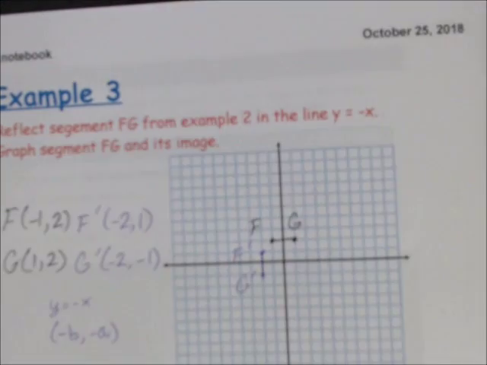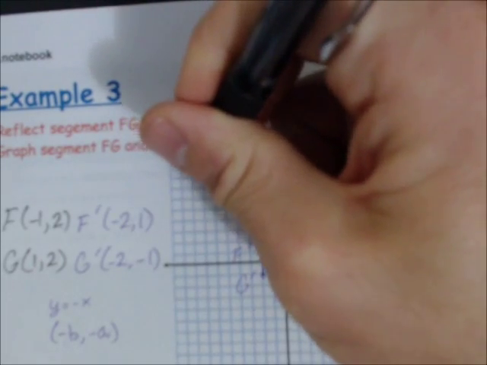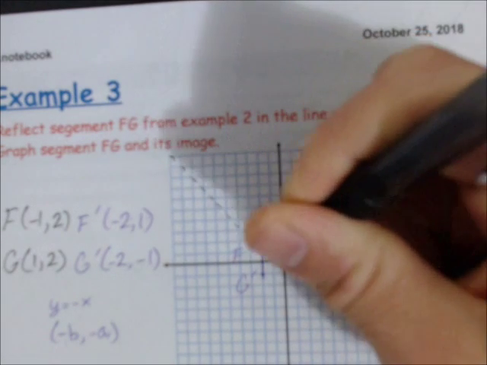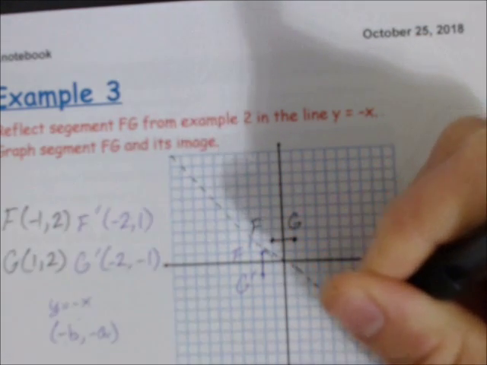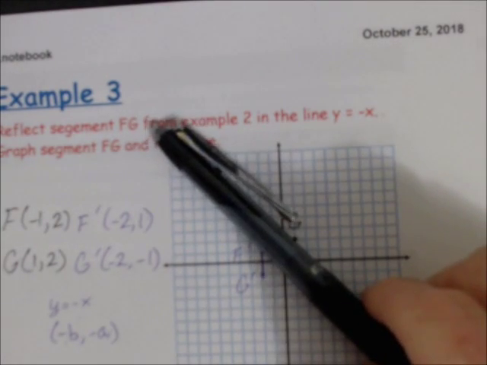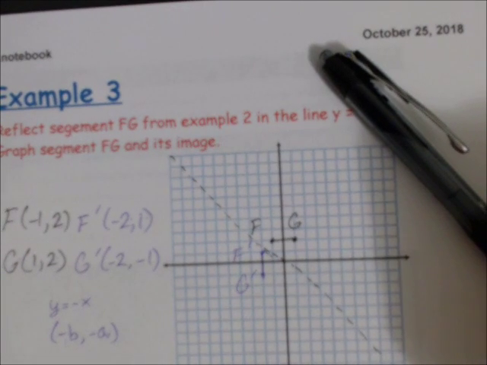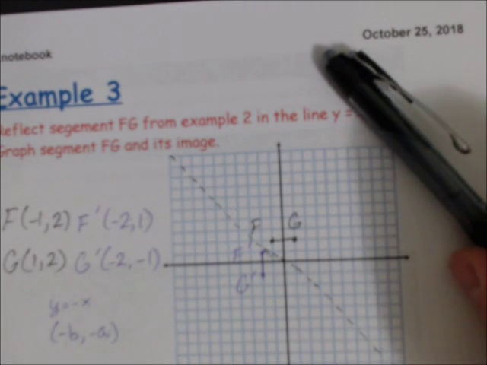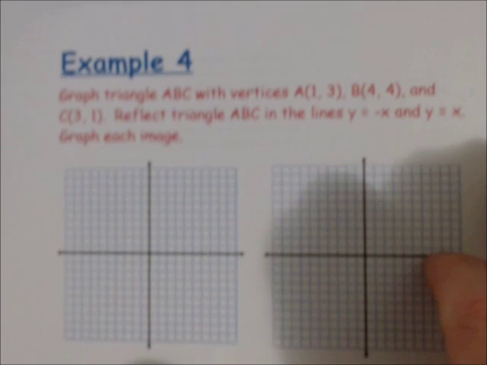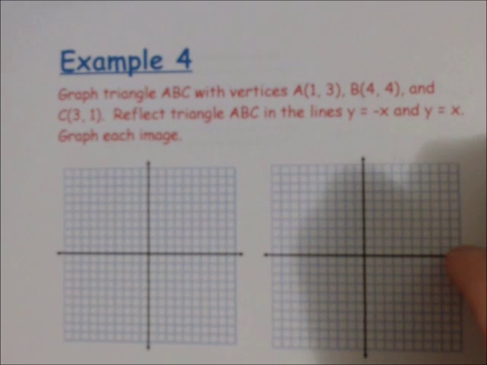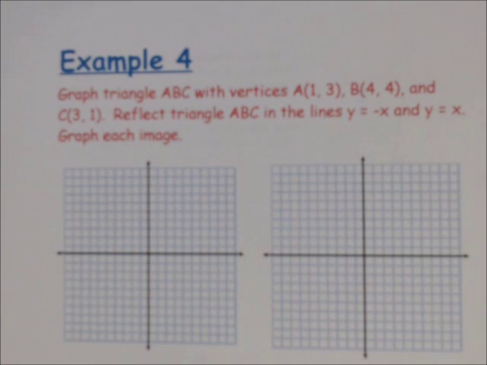We're going to construct that segment. And what we can see is that this is the image formed by reflecting across the line y equals negative x. Okay, what I want you to do is take the next couple minutes here and try out example 4. Graph triangle ABC with vertices 1, 3, 4, 4, and 3, 1. Reflect triangle ABC in the lines y equals negative x and y equals x.